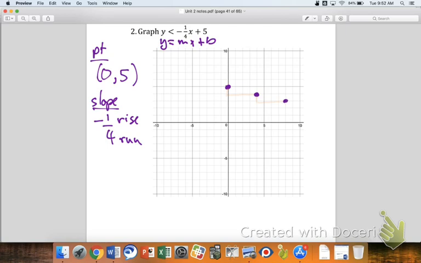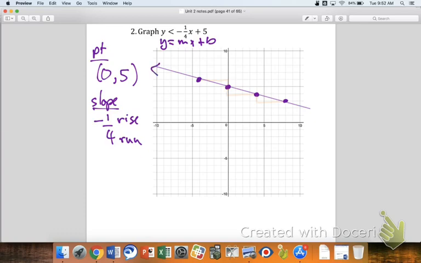I could reverse this. So instead of going down 1, right 4, I could go up 1, left 4. So up 1, left 4 would be there. That's plenty of points right there. So you can start to see this line taking shape. So I'm going to try to connect these with as straight of a line as I can. I'll put arrows on the end.